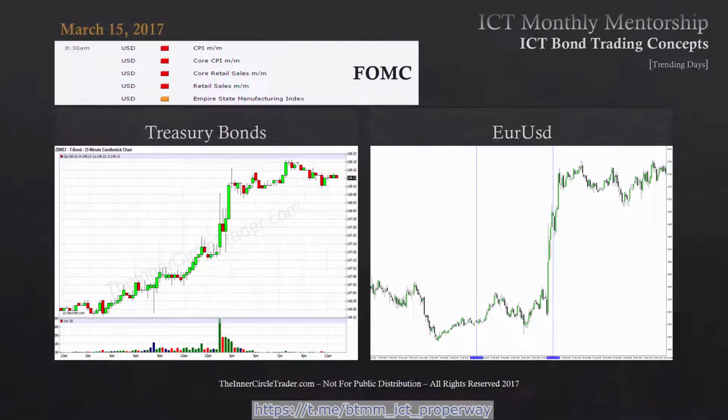Okay, our last example here, and looking at the same date, March 15, 2017. The economic calendar stays the same. Treasury bond chart stays the same. Again, it's rallying up from the New York 8:30 a.m. time period when the news hits the market. It's in a discount array, moving away in institutional order flow bullish on the daily chart. The 15-minute time frame shows the expansion higher.